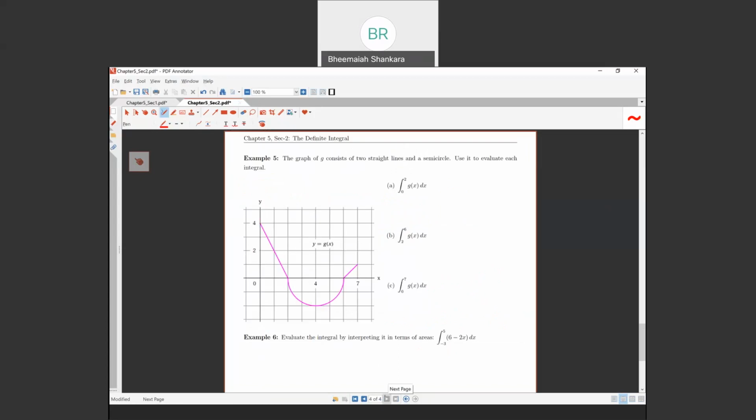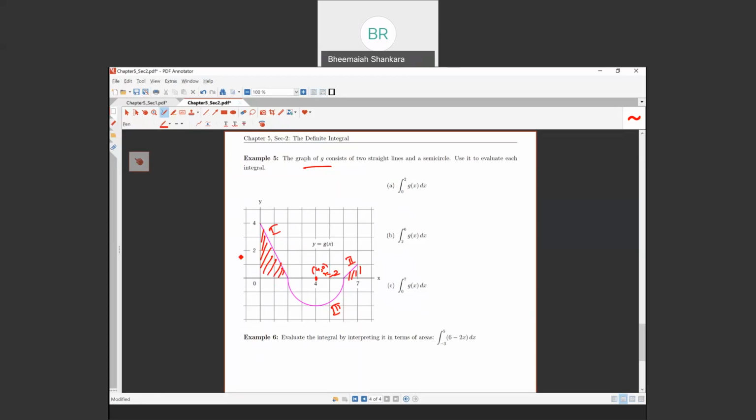You are given a graph g consisting of two straight lines. You're seeing a straight line 1 here and a straight line 2 here. And you're seeing a semicircle here. So you have 3 pieces of the curve. Use this graph to evaluate the integral. Before I even use this graph, let me mark this graph, identifying it as a triangle here in this part, and again a triangle here. And you understand the middle one is a semicircle with the radius as 2.